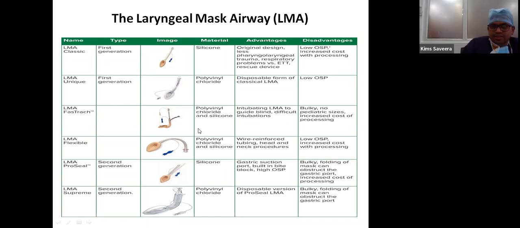So the pre-curved shape increases the ease of intubation, and this is the flexometallic, flexible one. This reinforcement wiring will be there. And the ProSeal, which has an additional cuff, and we can have a gastric port also to empty the stomach. And this is the LMA Supreme, that is also second generation, where a disposable version of the ProSeal LMA is seen.